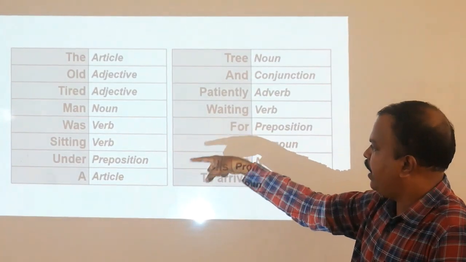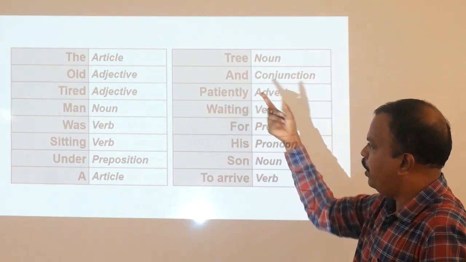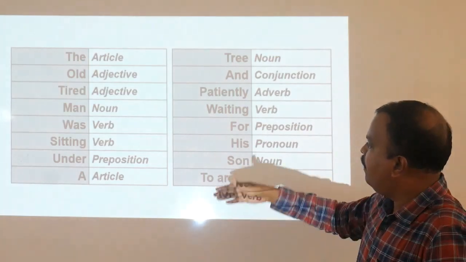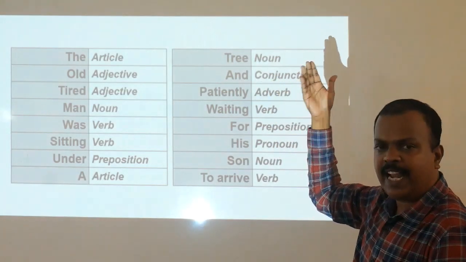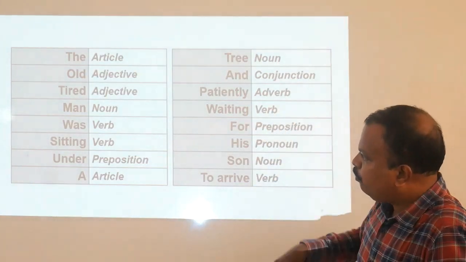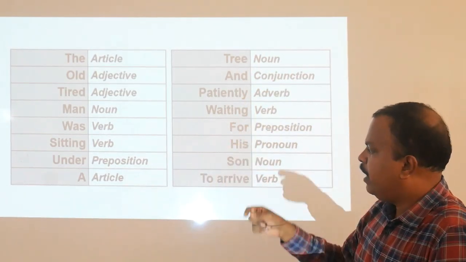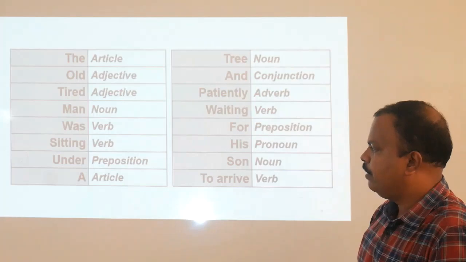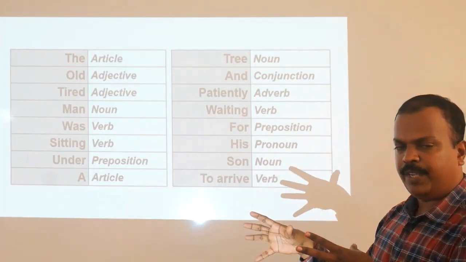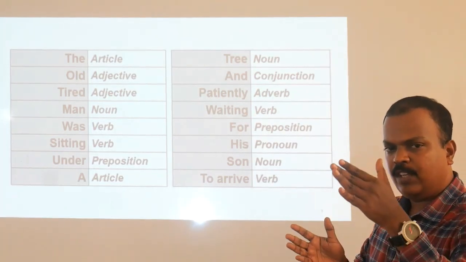Was is connected to sitting, and patiently is connected to waiting. But was and patiently play two different roles. Was is helping the main verb sitting, and in this clause, patiently, as an adverb, is associated with the main verb here. Now we have the old tired man was sitting under a tree. So we have a tree here, the man is sitting under the tree.